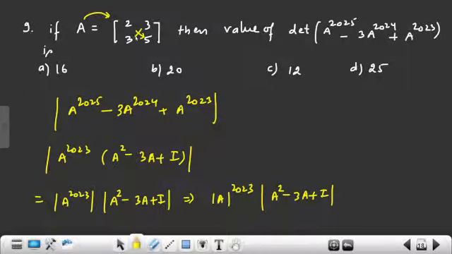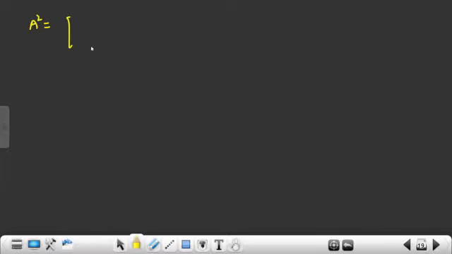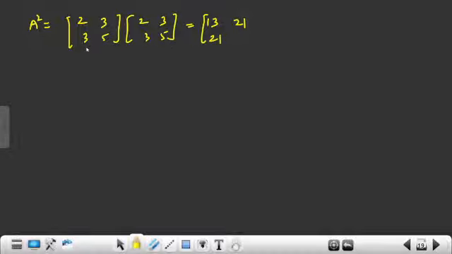Now determinant of A is 10 minus 9, 1. That is how much? 1. So 1 power anything is 1. So this value is 1. So what we have to find basically is determinant of A square minus 3A plus I. So let's find this value. Let's find A square. 2 3 3 5, 2 3 3 5. Now let's multiply. 4 plus 9, 13. 6 plus 15, 21. 6 plus 15, 21. 9 plus 25 is 34. This is A square. Now let's calculate 3A.